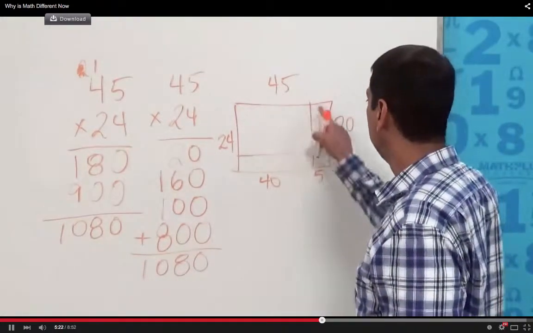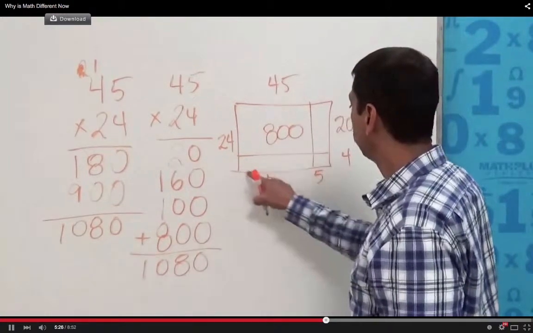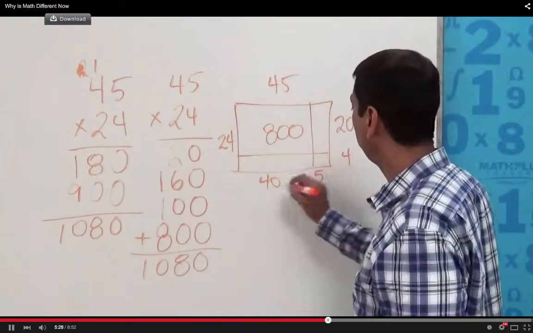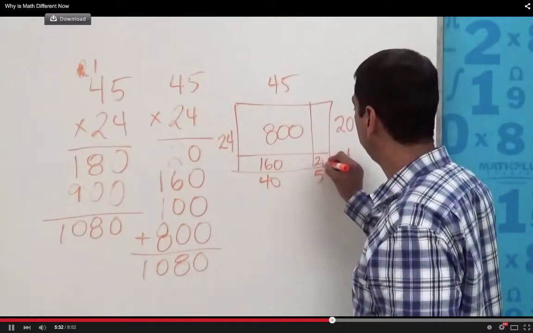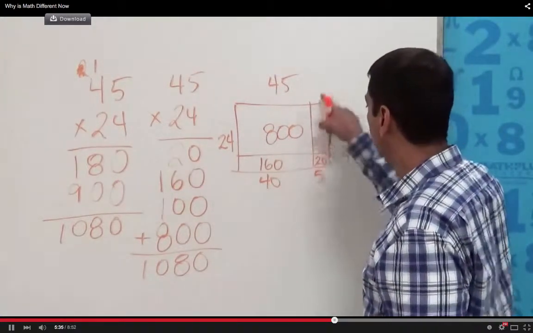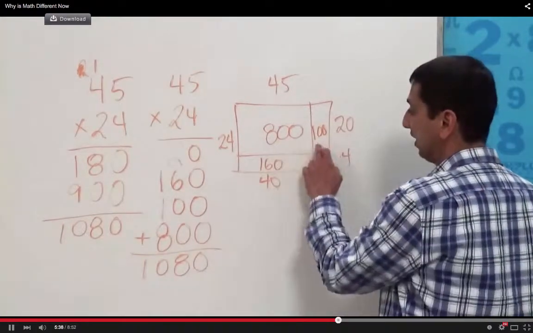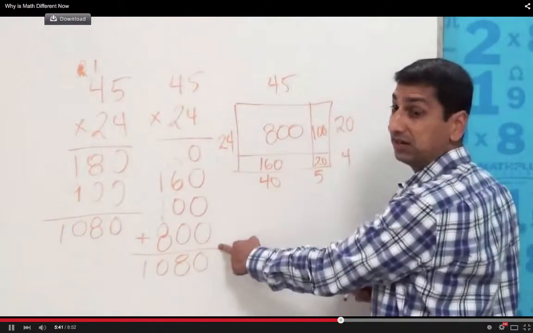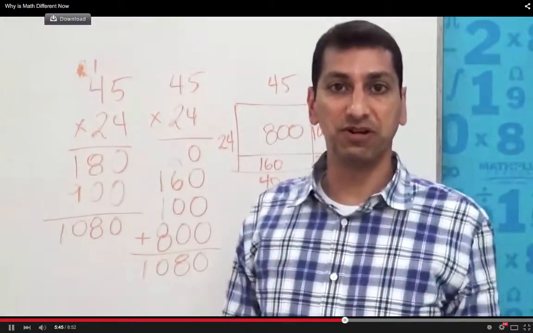This one here is 20 by 40, which is 800. This one here is 40 by 4, which is 160. The little one is 5 by 4, which is 20. And this other one, vertical one here, is 5 by 20, which is 100. And you'll notice those are all the same numbers that we had over here. Okay, so it's the same thing, but now I'm giving you a visual picture of what's going on.